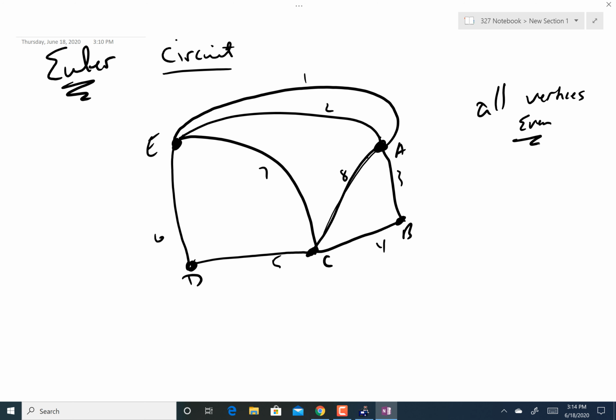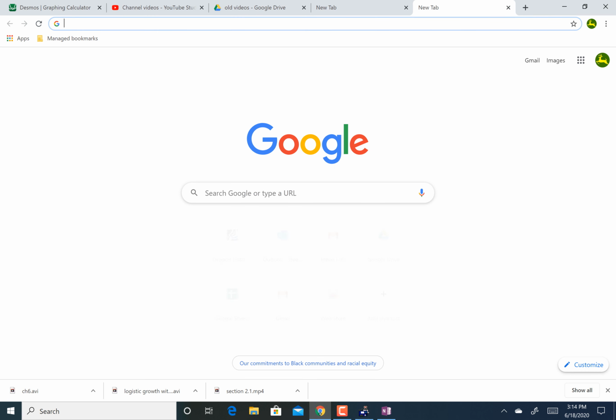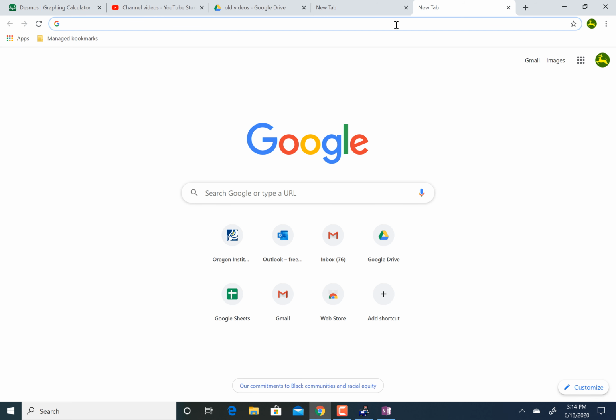Something that I like to do from time to time, and I'll probably do this with you guys as well, is make a worksheet for you. It looks kind of like this, but let's see here.